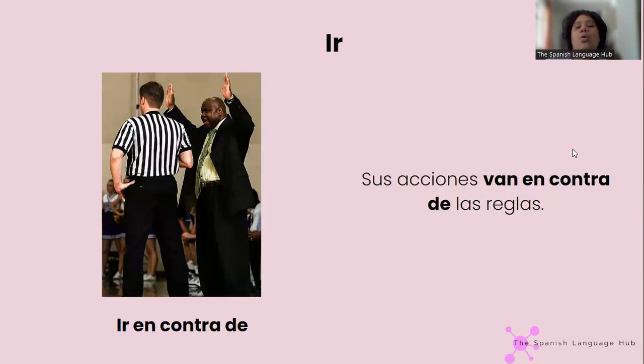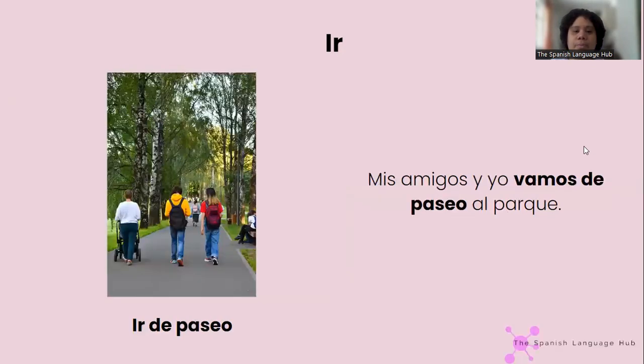Ir en contra de is to go against something or someone. Sus acciones van en contra de las reglas. His actions go against the rules. Ir de paseo is to go for a walk. To go for a walk or go for a ride. It doesn't have to be walking. It could be go for a ride on a bike, a motorbike, or a car. Mis amigos y yo vamos de paseo al parque. My friends and I go for a ride or go for a walk in the park.